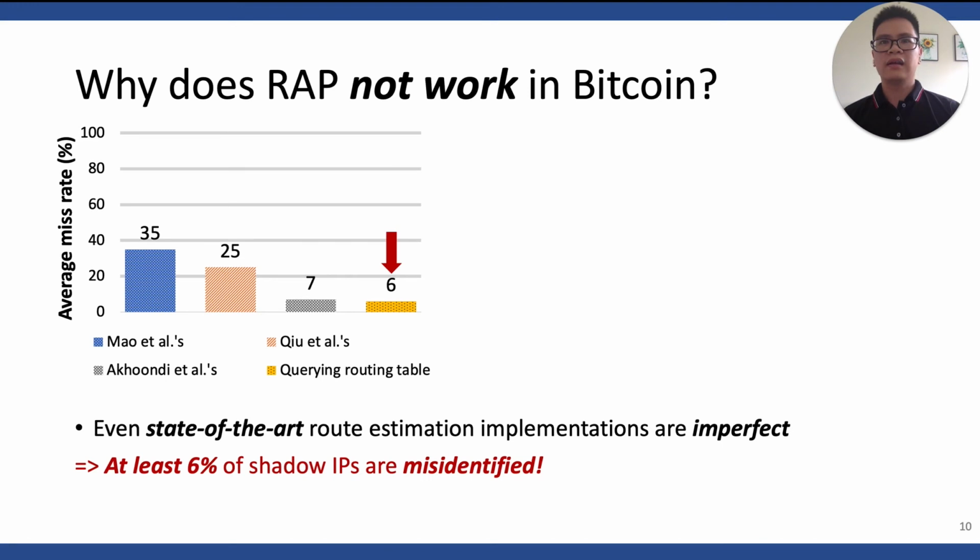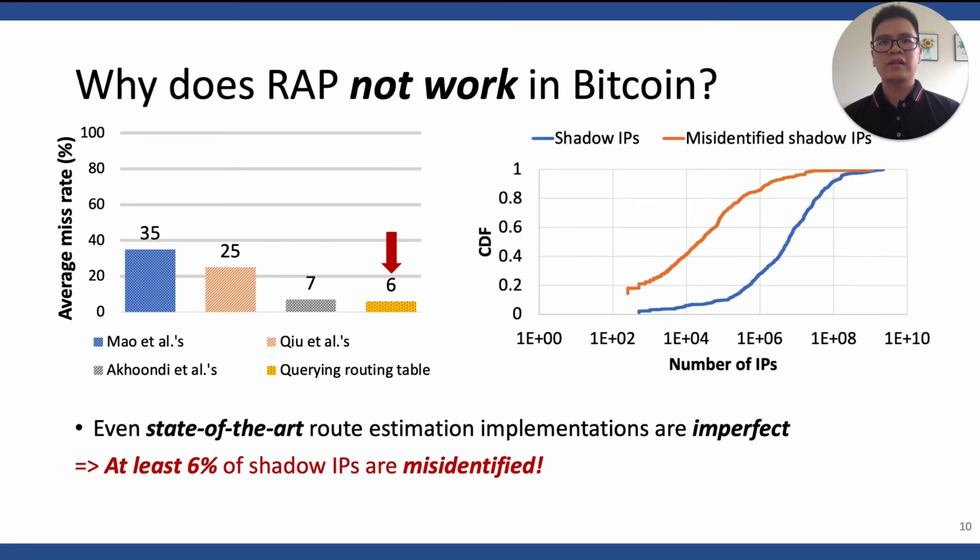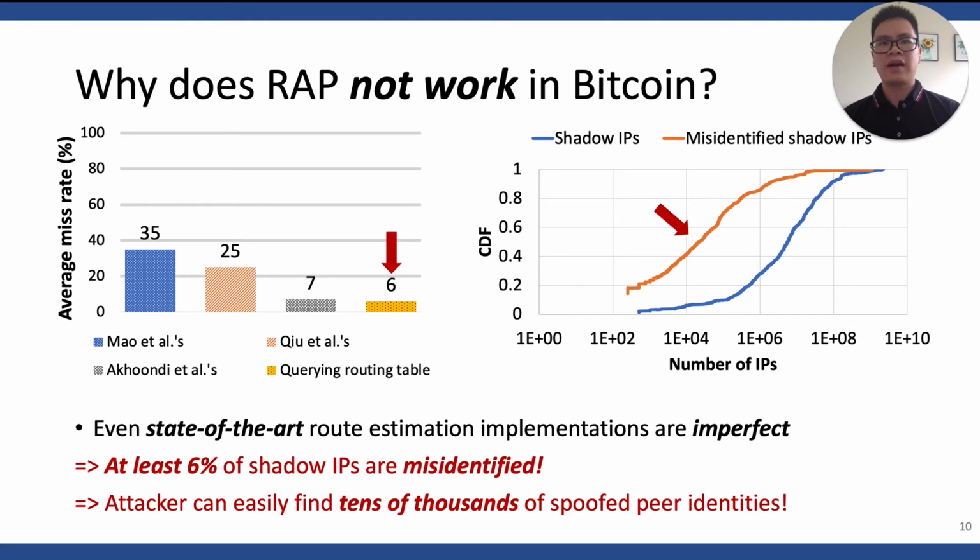And here is the distribution of the numbers of shadow IPs and misidentified shadow IPs. We can see that the number of misidentified shadow IPs is significantly smaller than the number of shadow IPs. However, the attacker can still find tens of thousands of spoofed IP identities using the misidentified shadow IPs. This explains the successful Erebus attacks that we saw in the previous slide.